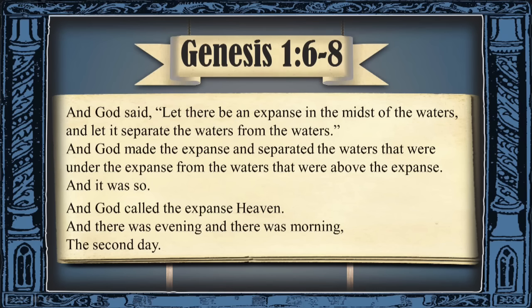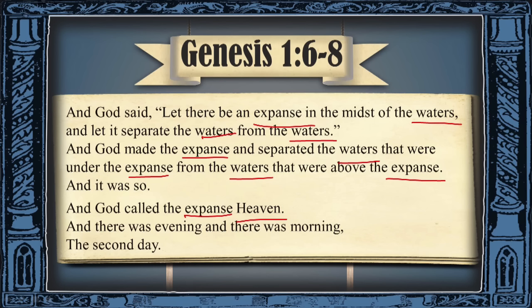"And God said, let there be an expanse in the midst of the waters. And let it separate the waters from the waters. And God made the expanse and separated the waters that were under the expanse from the waters that were above the expanse. And it was so. And God called the expanse heaven." And it says there, the evening and the morning were the second day.